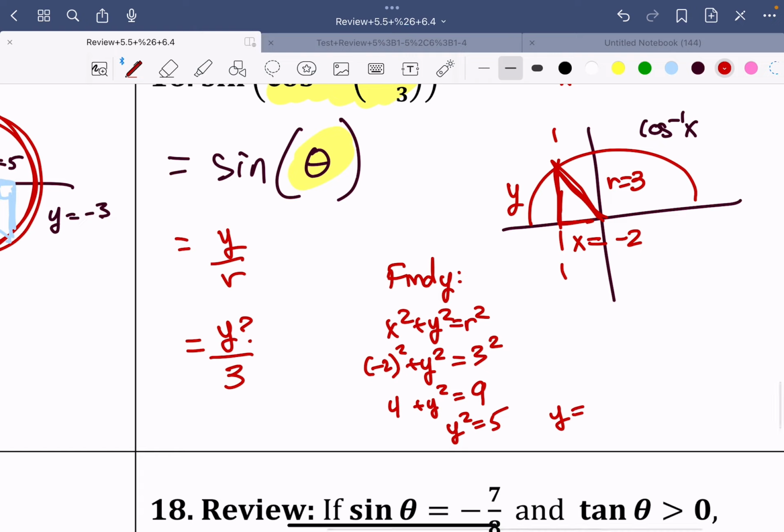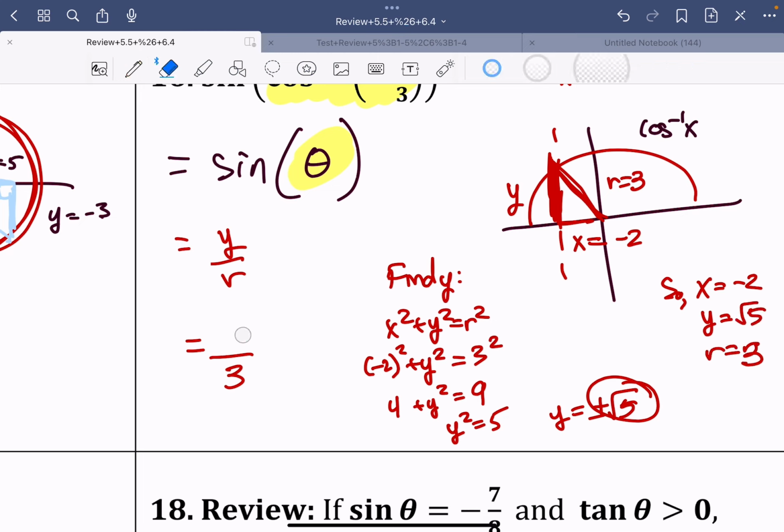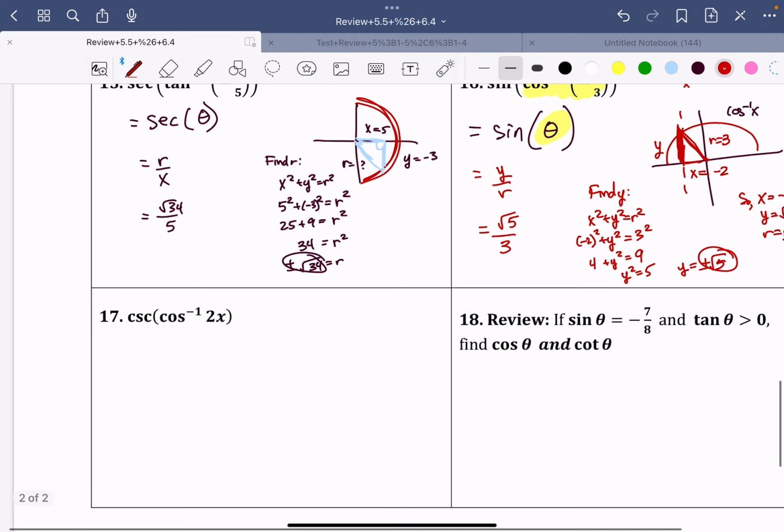So that means y is plus or minus the square root of 5. In this case, it must be the plus because I'm going up. So x is equal to negative 2, y is equal to root 5, and r is equal to 3. So this is going to be root 5 over 3. Right?